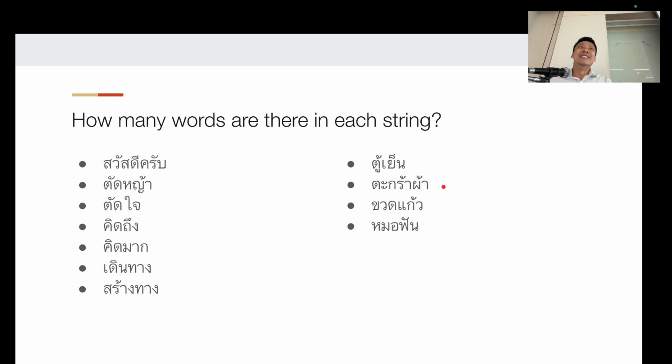Maybe two, maybe one. Okay. What about ขวดแก้ว? Sounds like two, right? Okay. What about หมอฟัน? หมอฟัน seems like one. What about หมอดู? Also one. Okay. What about หมอกระดูก? Okay, หมอกระดูก is two, หมอฟัน is one.